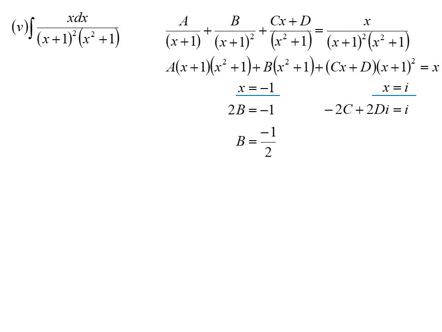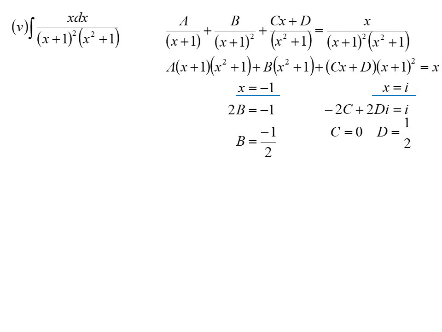That ends up being -2c plus 2di is I. Real part must equal the real part, imaginary part must equal the imaginary part. So I get that c is 0, d is 1/2. I still haven't got b. I can't do something clever and make something disappear here. But at least I now know what b, c and d are. So I should be able to work out what a is.